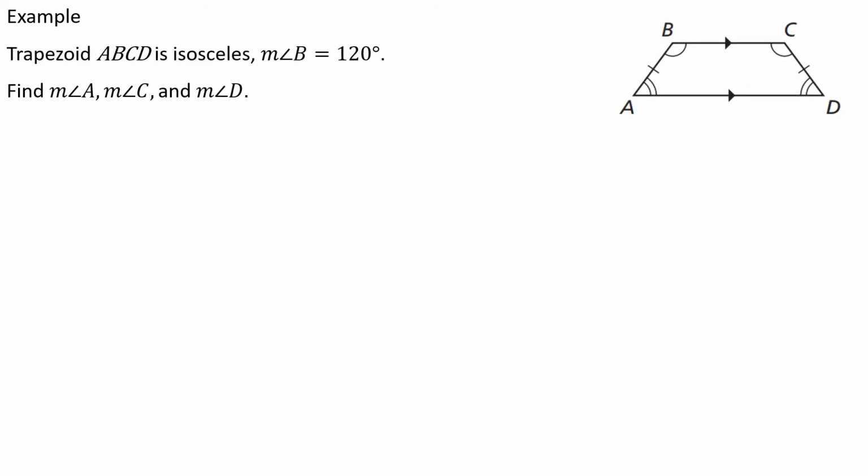Okay, so let's take a look at an example. Now, I know it's a trapezoid because in the diagram, I see exactly one pair of parallel sides labeled. Or if I read the description, it tells me it's a trapezoid. I know it's isosceles because if I look at the diagram, I see that the legs are congruent. Or if I read the description, it tells me it's isosceles. We know the measurement of angle B has to be 120 degrees. So what are all the other angles?